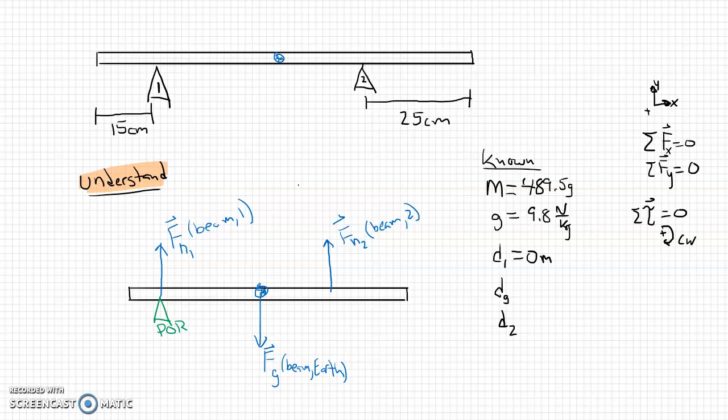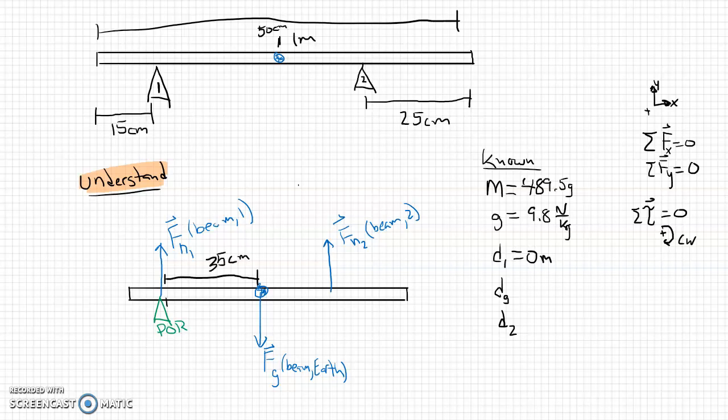Our FG will be measured from the point of rotation to here. Now keep in mind, this entire beam was 1 meter. If we take 15 centimeters off, again, this would be 50 centimeters here. So we're going to subtract out 15, and what are we going to get? I guess we'll get 35 centimeters.